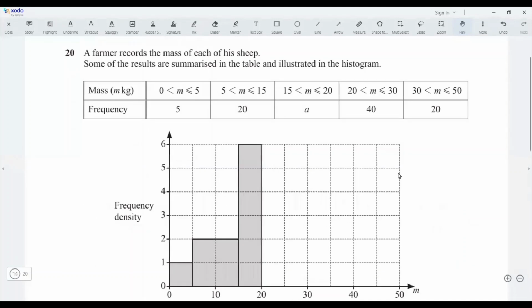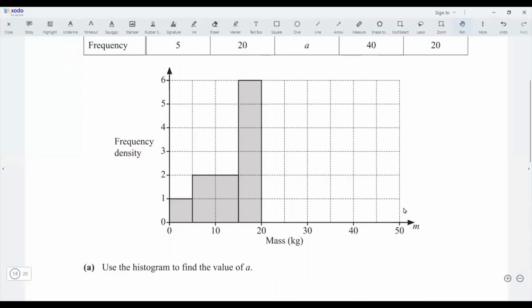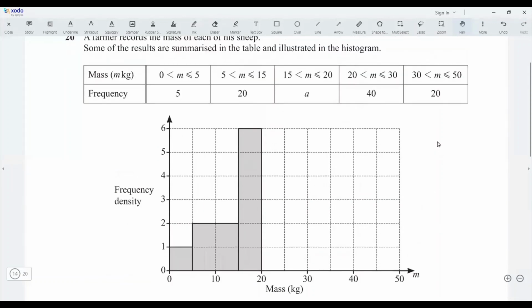So, going to the next question, this is basically a histogram question. In a histogram question, they will ask you to find the value of A. How can you find the value of A? Remember the formula: frequency equals frequency density multiplied by the class interval. So A is basically the frequency, and A must be equal to frequency density times the class interval.